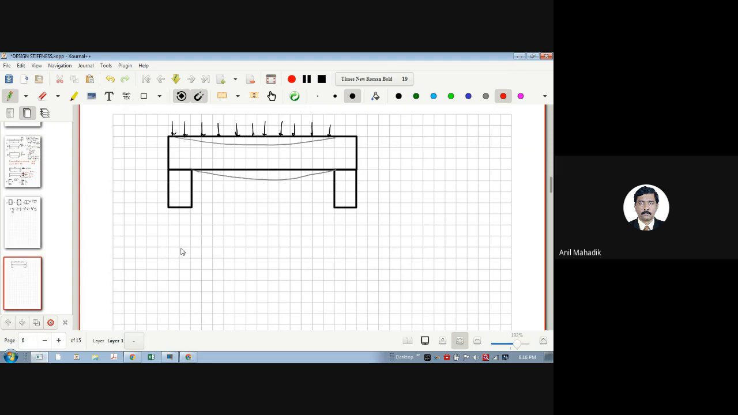And what will be the bending moment diagram? Let me draw it at the center first. So the bending moment for a simply supported beam is like this. So there is an M, maybe WL square by 8 something. Here some moment will come. And so you will see that the bending moment is maximum at the center. Here it is maximum, correct?